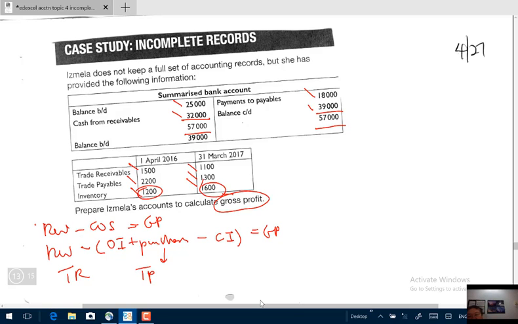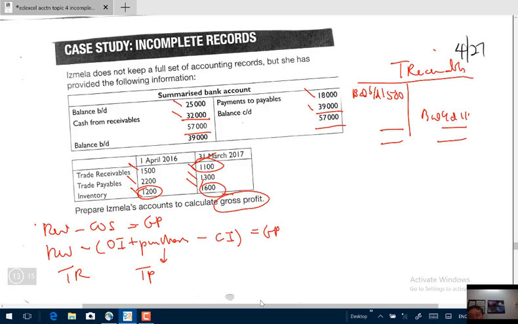So let's look at the trade receivables. So write in full, people, trade receivables account. What do we have? We have trade receivables. The opening figure is 1500. Balance brought down. Okay. The closing figure is 1100. So remember, balance carried down 1100, swing down, balance brought down 1100.